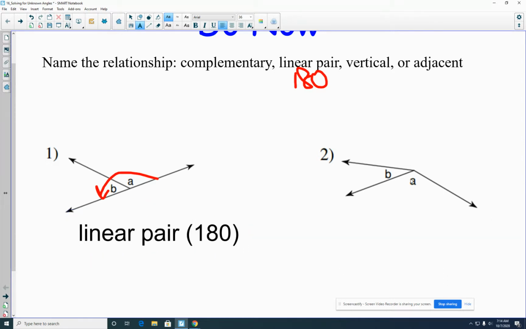Okay. Here we have two angles that are next to each other, but they don't form a straight line, and they don't add to 90, so they're not complementary. So here these angles are just considered adjacent angles. They're just next to each other.